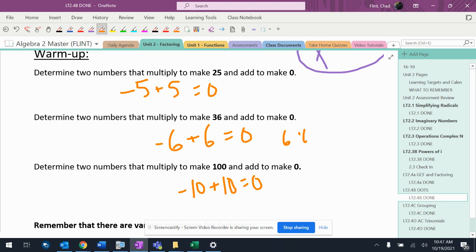All right, remember 6 times 6 is 36. What you should notice right away is that those are all perfect squares, hopefully, because we simplified radicals and we had to know what perfect squares were when we simplified radicals. So we have to make sure that we're paying attention to that.